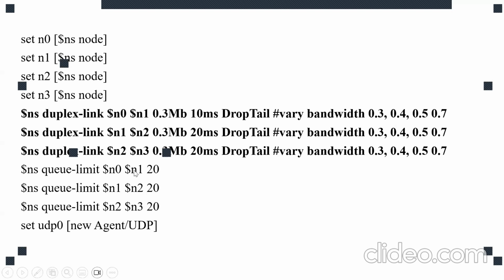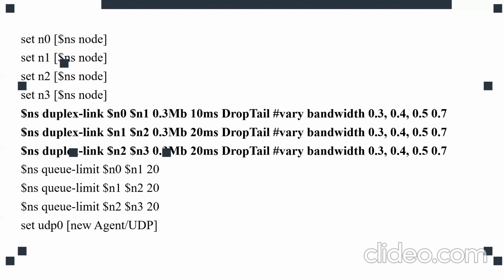So this is the queue limit, 20. So when the queue limit between node 0 and node 1 is 20, it means that with more than 20 packets, it is not going to accept any more packets. Even if you dump more than 20 packets, only the 20 packets will be received by node 1 and all other packets will be missed out.